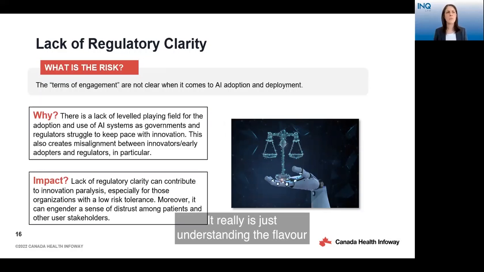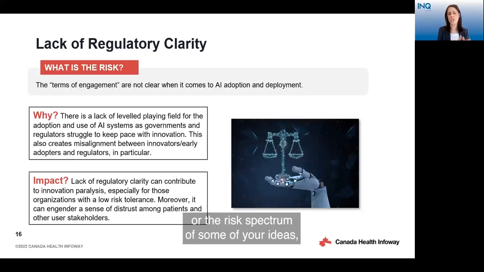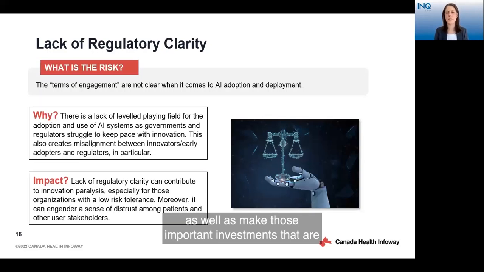It doesn't matter. It really is just understanding the flavor of your organization so that when you do speak to some of these risks and you think through these risks, you do so in a context that really understands the narrative of your organization and the community that you serve, so that you can connect those dots for people sitting around the table, particularly the senior executive team that needs to buy into the risk classification or the risk spectrum of some of your ideas, as well as make those important investments that are needed in order to ultimately be successful.